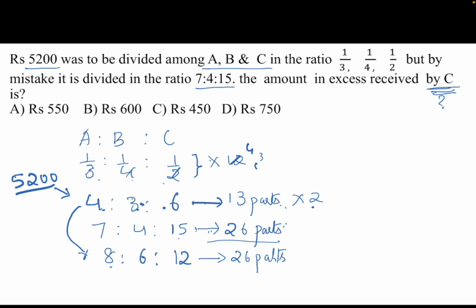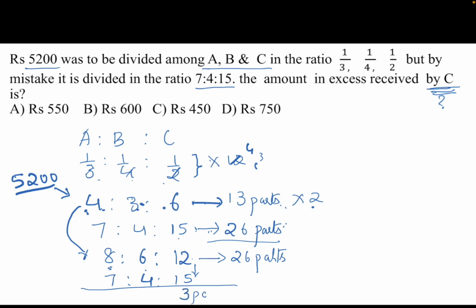Now the actual ratio is 8 is to 6 is to 12. Now it should be this much, but by mistake how much has it become? 7 is to 4 is to 15. So how much more did C get, they are asking. Now in the ratio C should have been 12, but how much is it? 15. That means it is 3 parts more, isn't it?